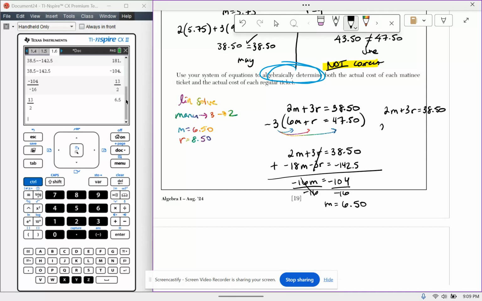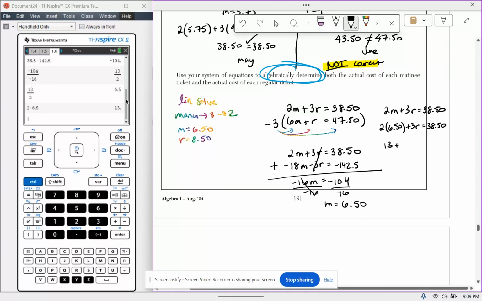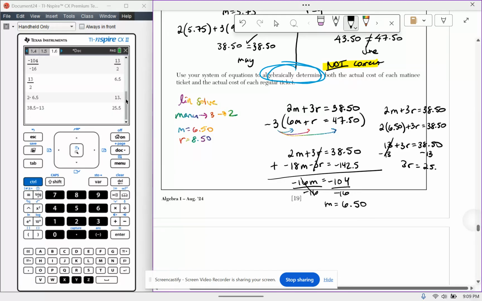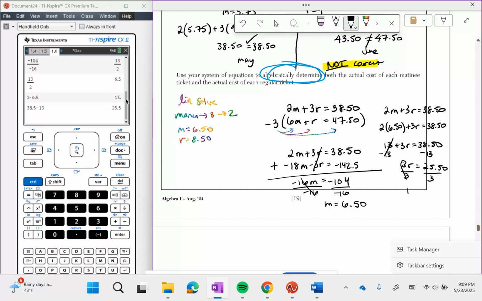Okay, so I get 2 times 650 plus 3r equals 3850. 2 times 650, what's that going to give me? 13. $850. Yay, that's what the answer told me it was going to be.